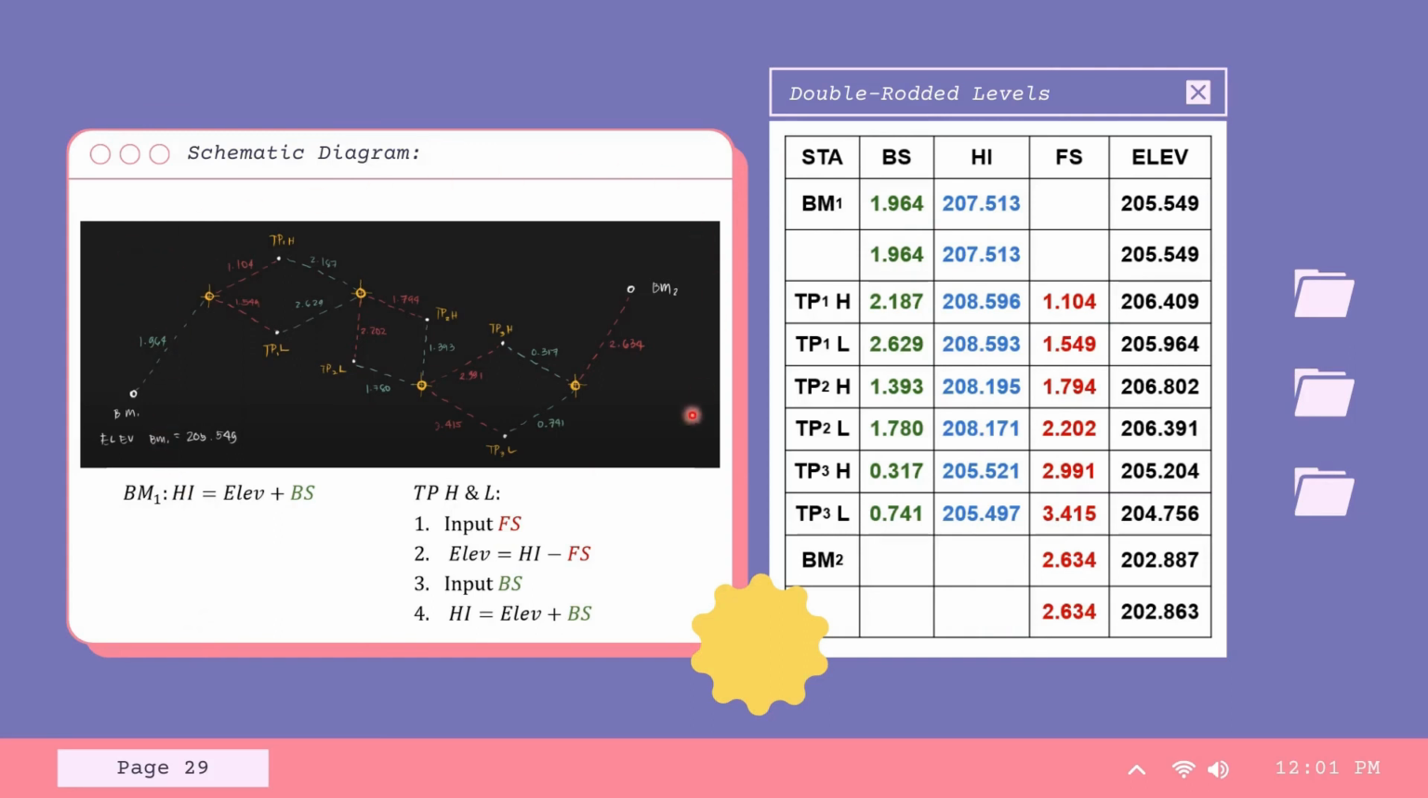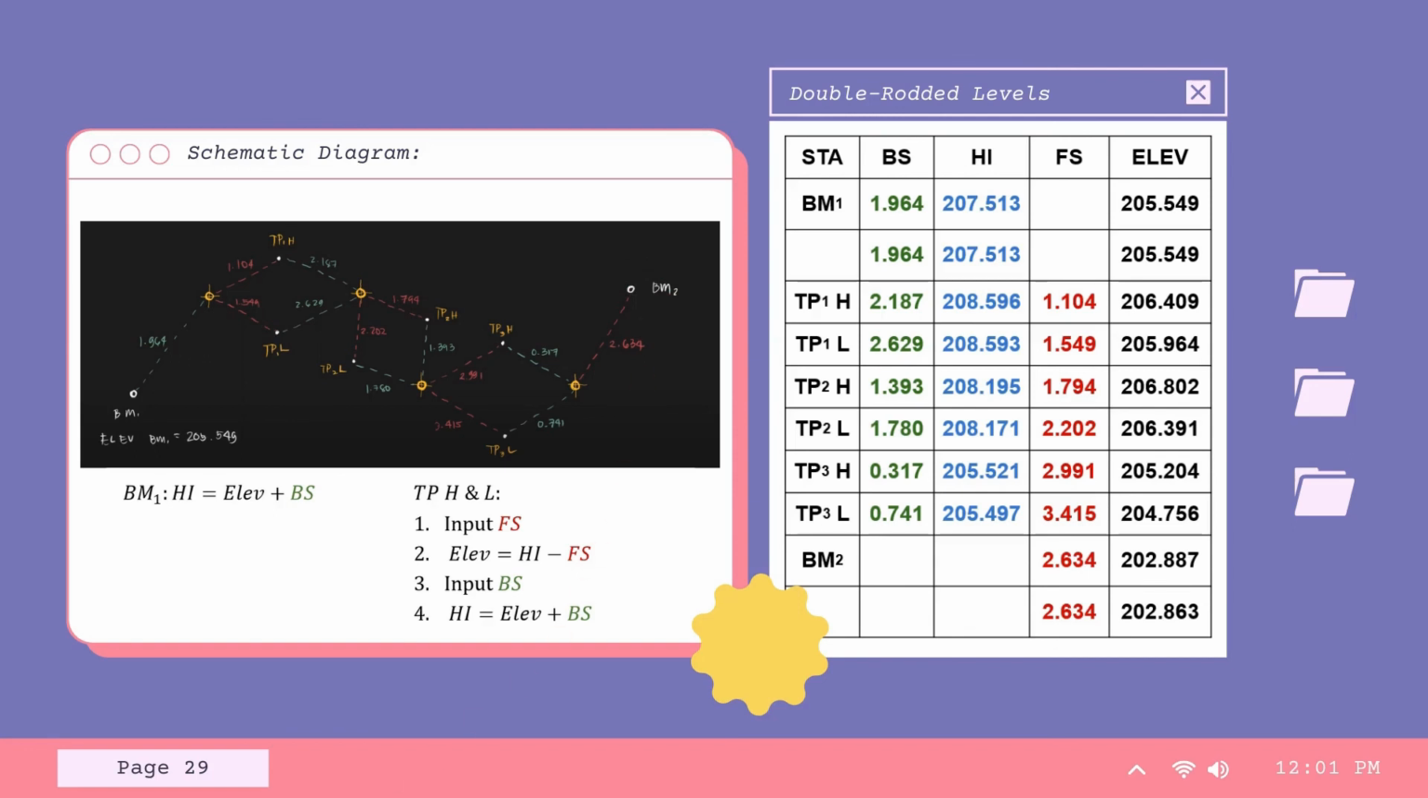In the diagram we are given a BM1 elevation, and the yellow setups with crosshairs are our instrument setups. As you've observed, there is TP1H and TP1L, TP2H and TP2L, and so on. The H and L just represent our two rods. The green values represent our backsights, while the red represent our foresights. And from the diagram, we have an unknown BM2 elevation.